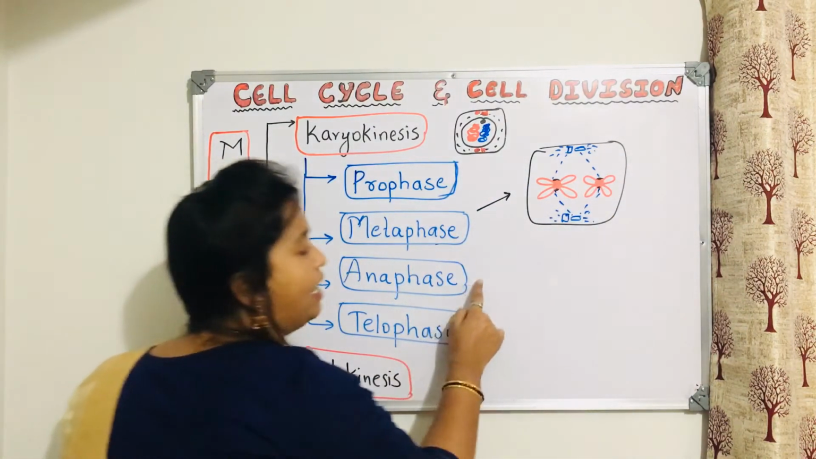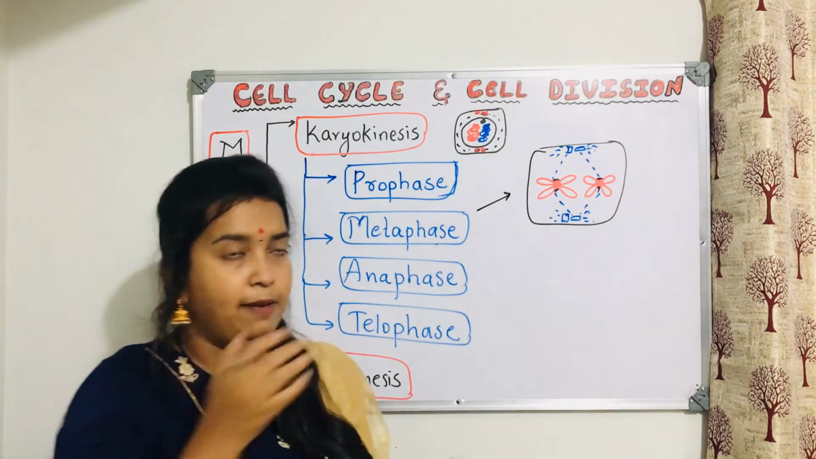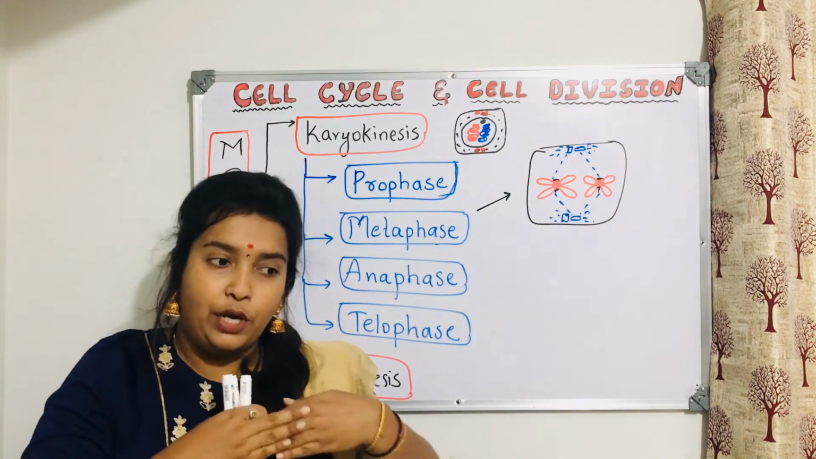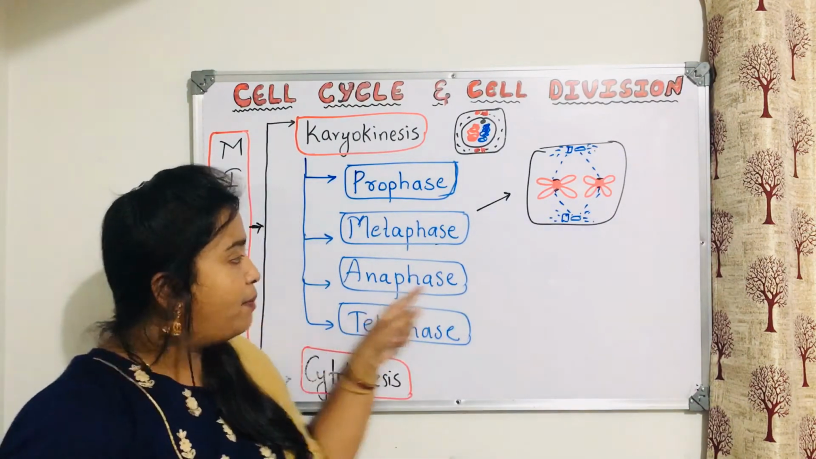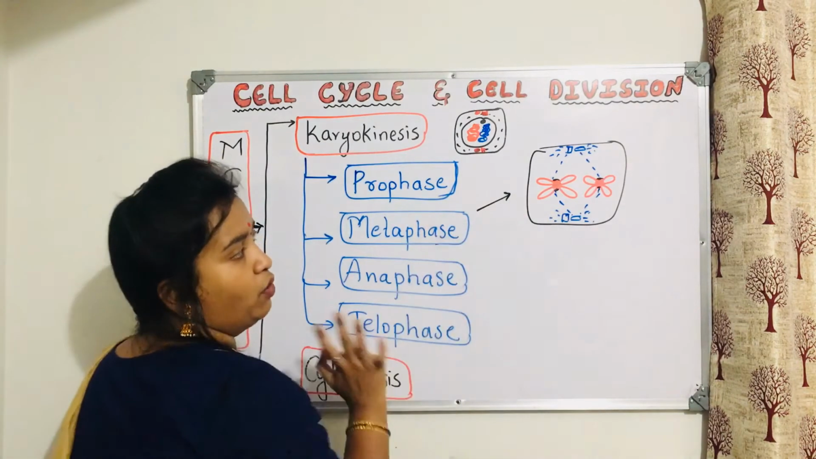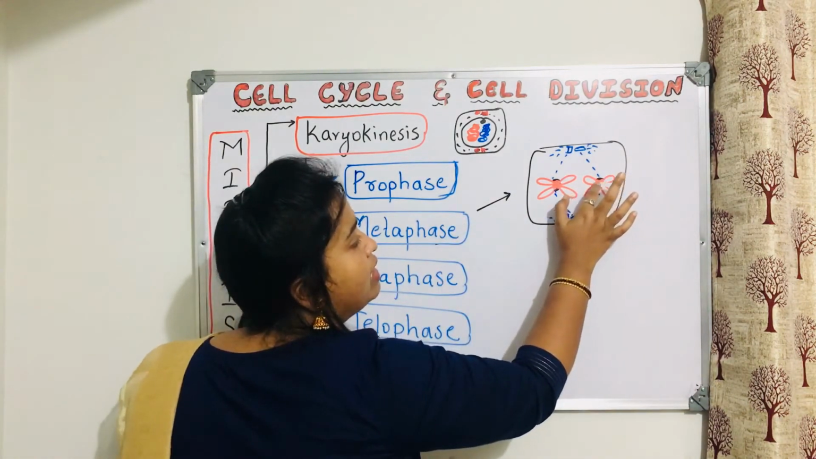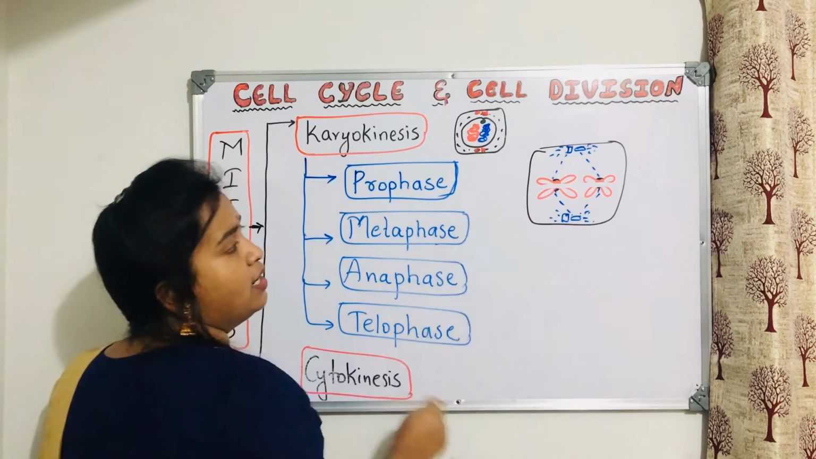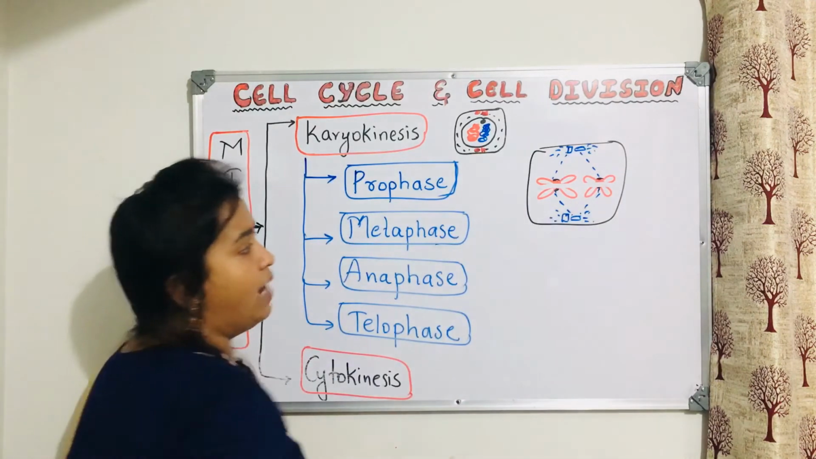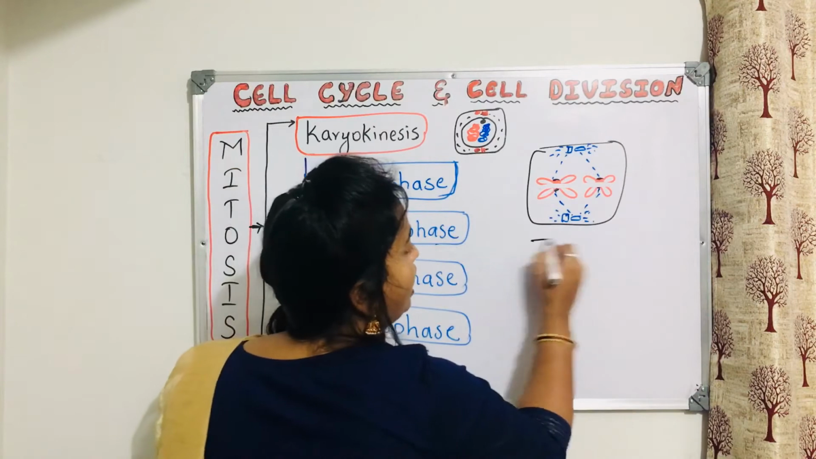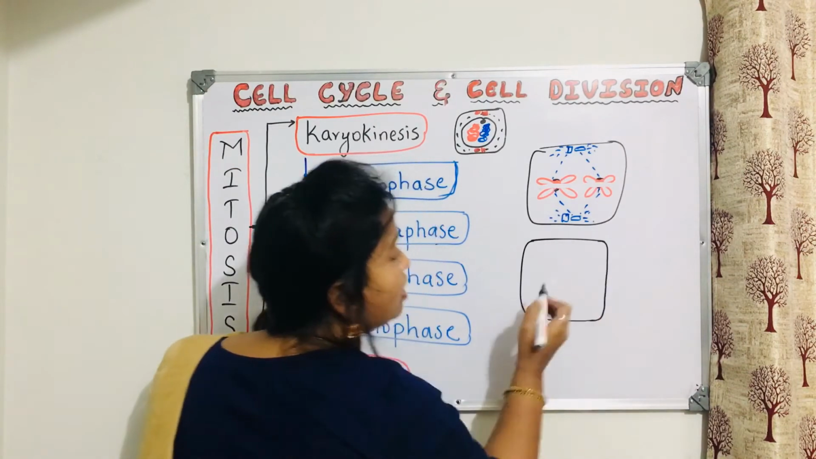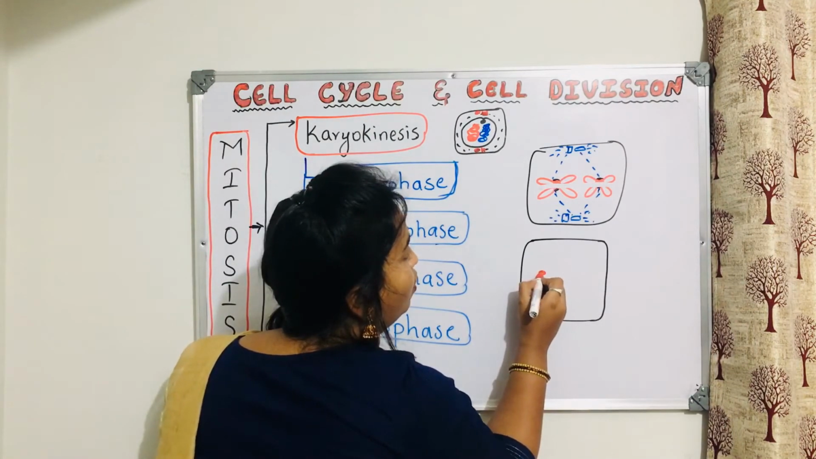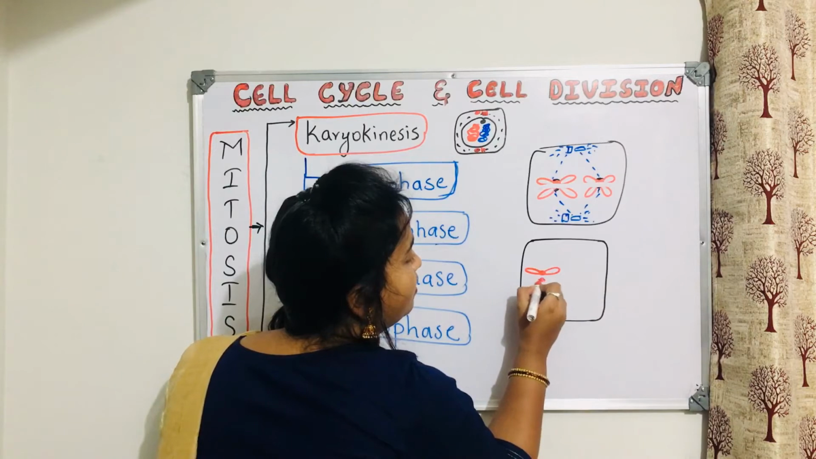Now what happens in anaphase? See here, try to understand. In anaphase, because it is mitosis, the centromere will split. I am showing it here. The centromere will split during the anaphase. So now it is not metaphase. The centromere has split. I will show you how it looks. Because the centromere has split, you will be able to see the chromosome with the separated chromatids like this.